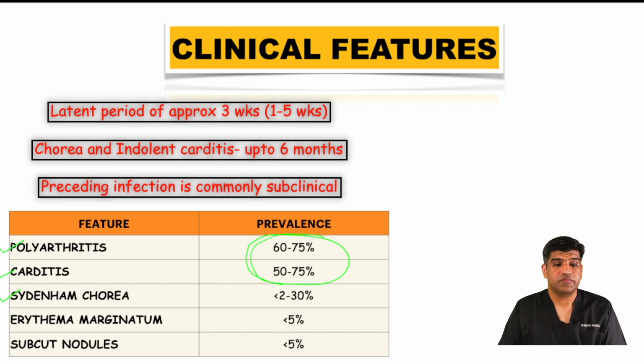Sydenham chorea and skin manifestations are more of academic value. They are seen in less than 5%. So the most common are polyarthritis and carditis. The least common are the skin manifestations.